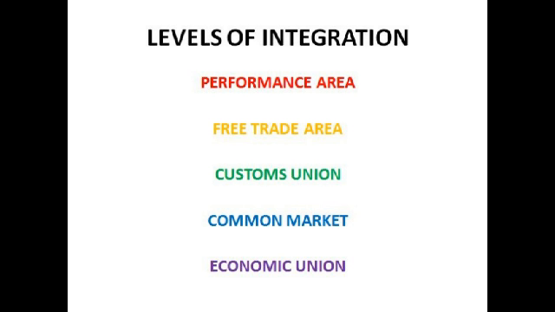Customs union. Members eliminate trade barriers amongst themselves, and they have uniform barriers against non-members, so a common external tariff. So if you remember the European Economic Community that had the 6 members in, they had a common external tariff of 25%. Common market is basically a customs union that also has free movement of labour and capital, and that's what the EU is at the moment.